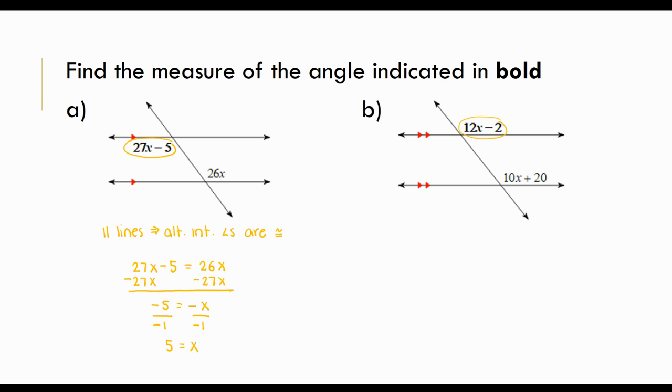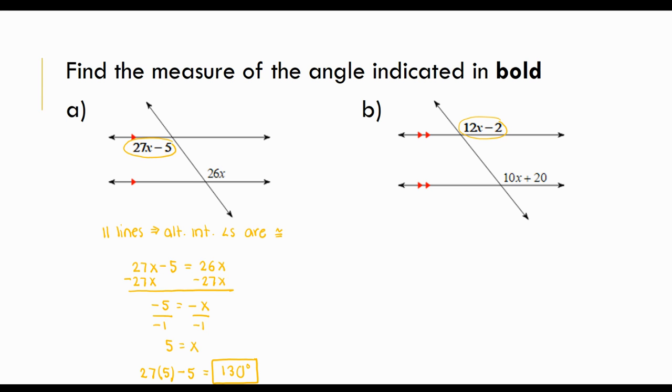I have to plug that into my bolded angle. So I want 27 times 5 minus 5. Well, 27 times 5 is going to give us 135. So when I subtract 5, that gives me a 130-degree angle.